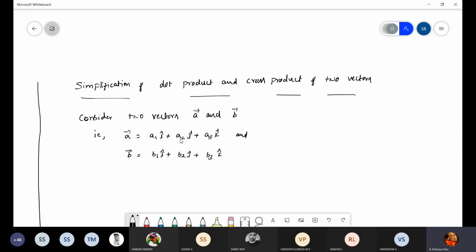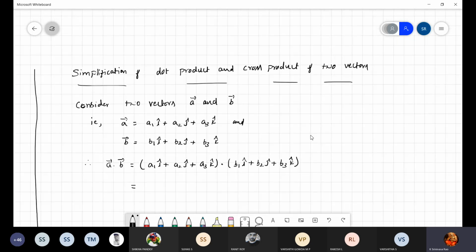Therefore, next line, A dot B equals, you write down first, A1 i cap plus A2 j cap plus A3 k cap, dot, another vector B1 i cap plus B2 j cap plus B3 k cap. Now apply this concept of dot product. Can you tell the answer?